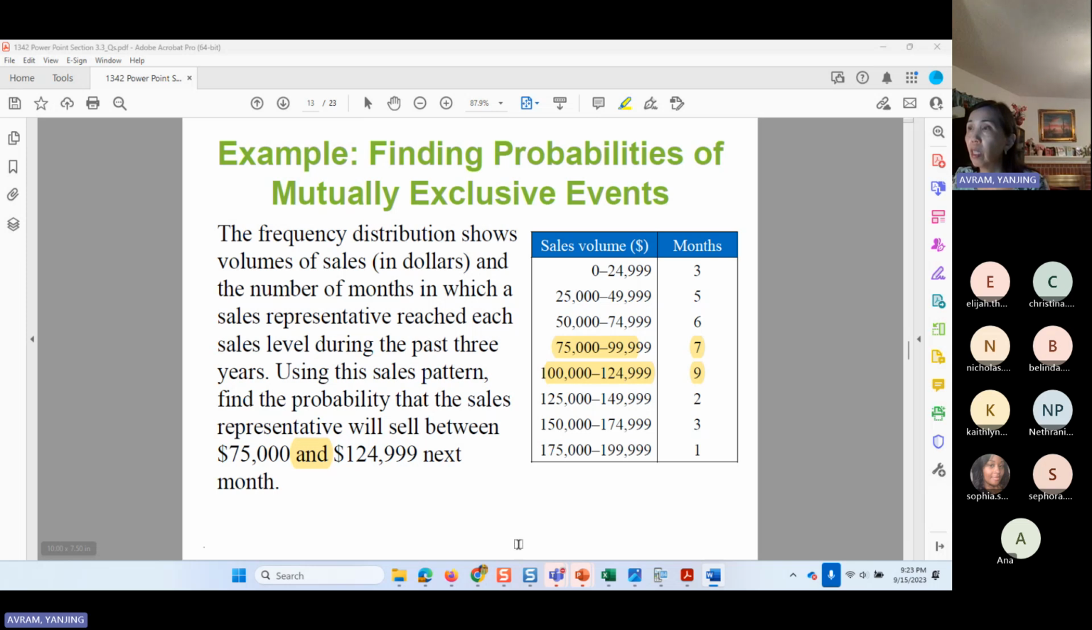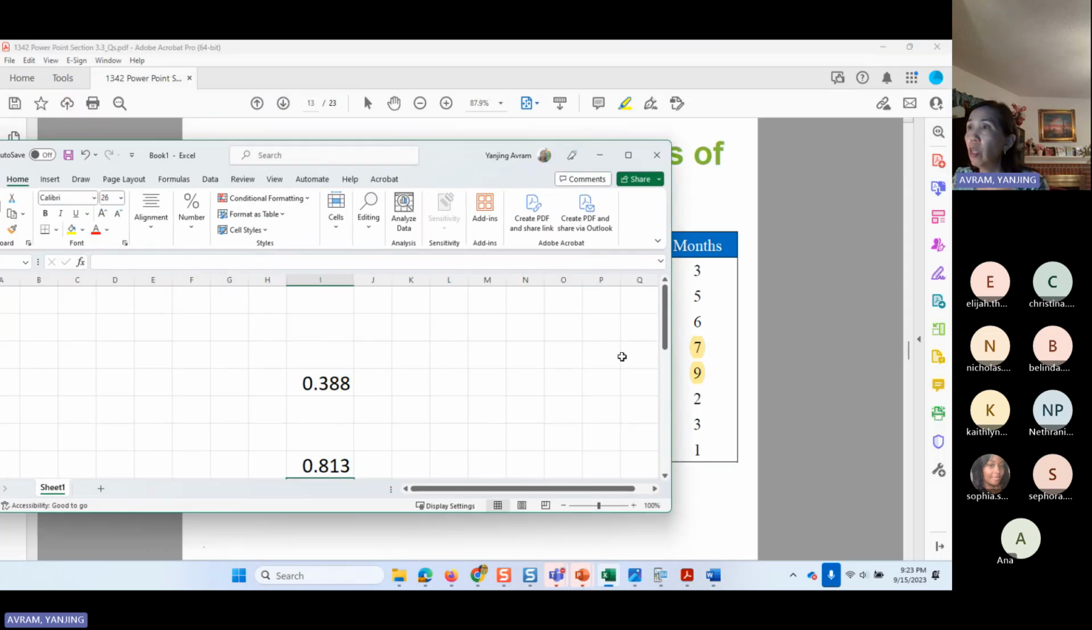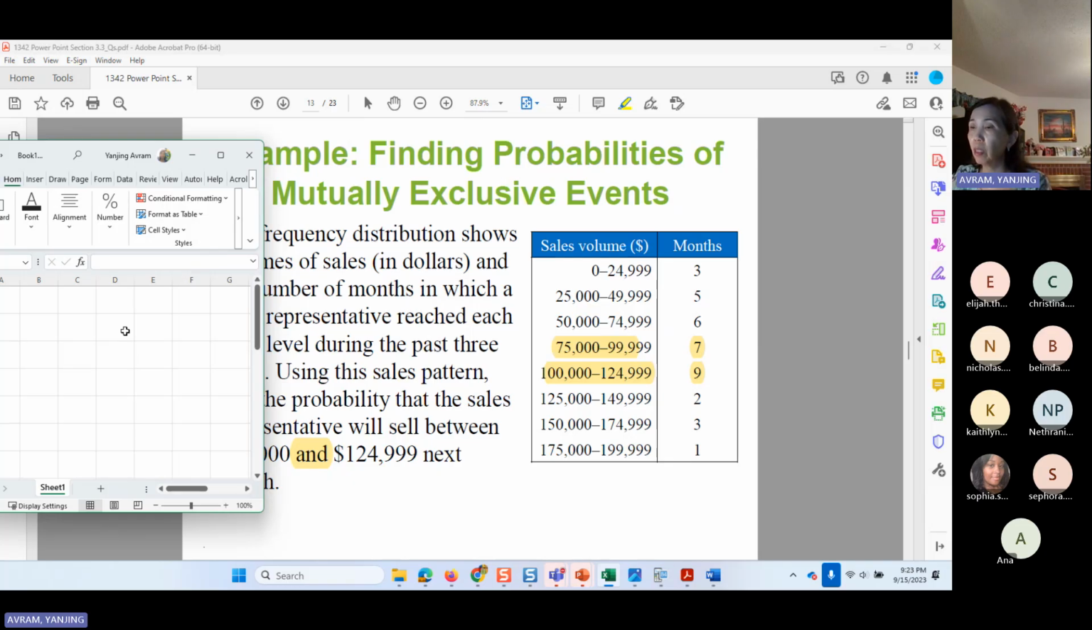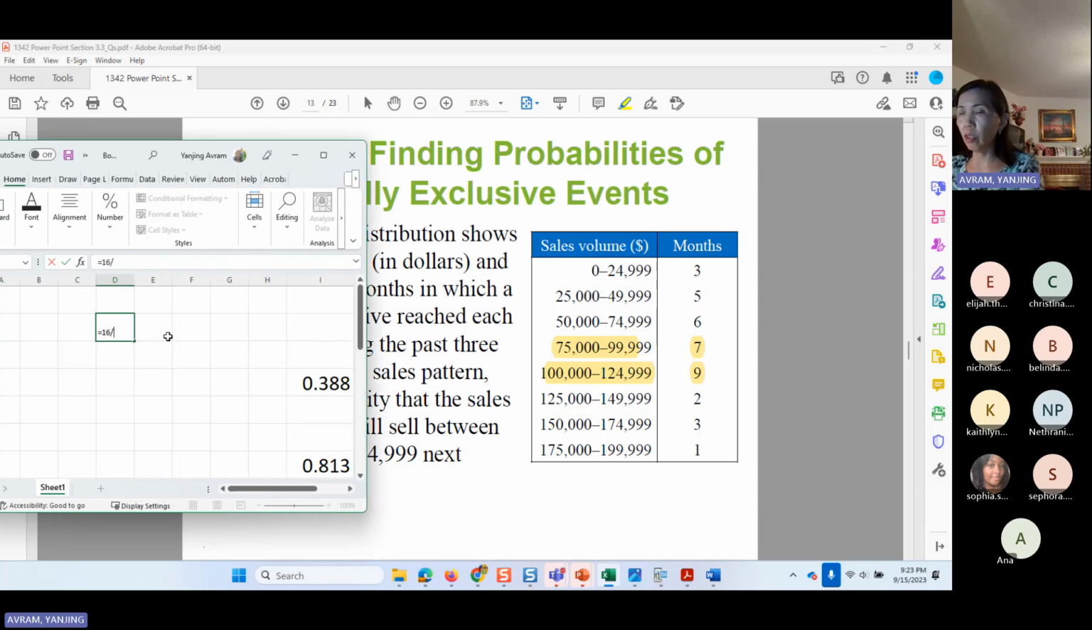Oh, I can use Excel. Okay, let me go ahead using Excel. All right, so 9 plus 7 will be 16, right? 16 divided by the total. So how much is the total in here? I don't know the total, so I can add all of them together. So the total here will be 3 plus 5 plus 6 plus 7 plus 9 plus 2 plus 3 plus 1, right? So that is my total in here. All right, so I have a 16 out of this total.